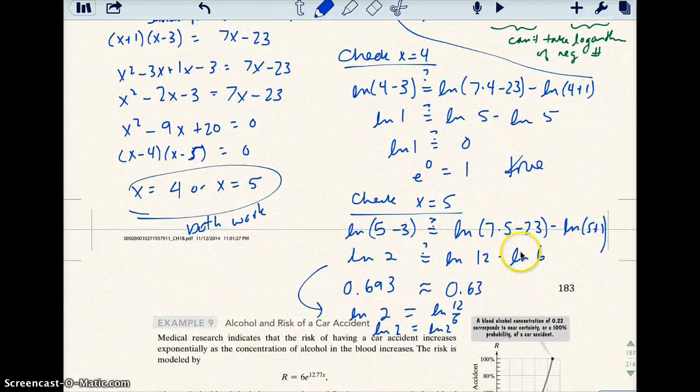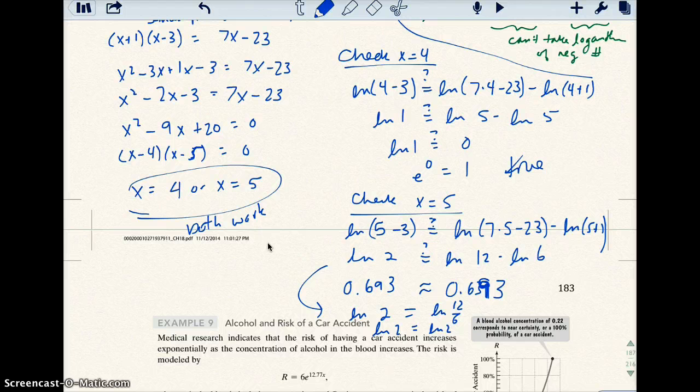When I checked x equals 5, I put it in there, and I ended up getting this statement right here. I typed it in my calculator, and I ended up getting 0.693 on both sides, approximately. Or if I wanted to do it by hand without a calculator, I would get the natural log of 2 equals the natural log of 2. So both of them work. I circled both of them because both of them worked. Okay, so this is one case where both worked.